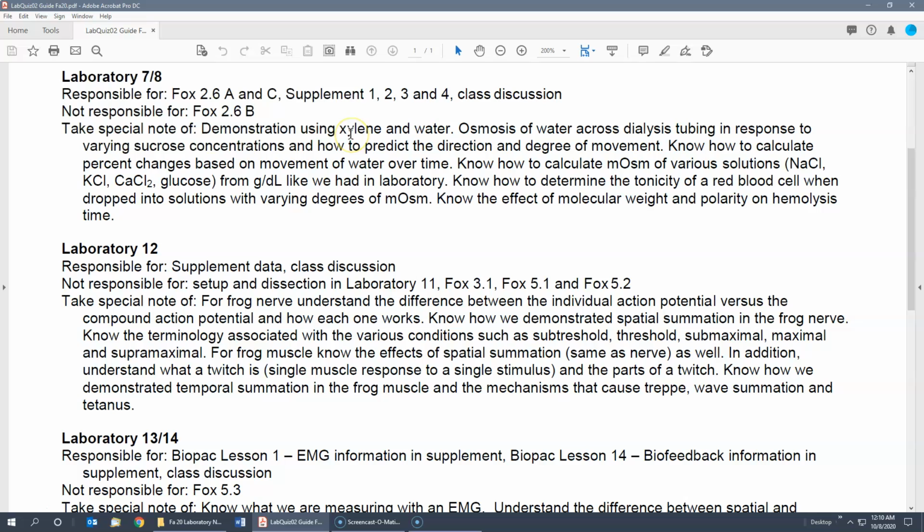2.6A talked about the demonstration in Fox about the xylene in water. So remember, we took xylene, which is a non-polar aromatic ring, and mixed it with water, and the two separated pretty quickly. Then we put potassium permanganate, which is a salt. Since it's polar and the water's polar, the salt dissolved in it. We could tell because it turned the water purple.